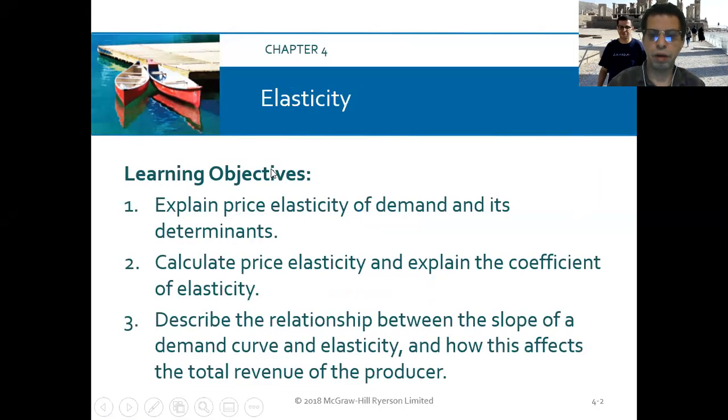here, what we're going to talk about is the objective: explain the price elasticities of demand and its determinants. We're going to do simple calculations. We're not going to go deep because we're not going to focus on calculation, but we're going to show how we can calculate the price elasticity and explain the coefficient of elasticity. And then we describe the relationship between the slope of a demand curve and elasticities and how this affects the total revenue of the producer.